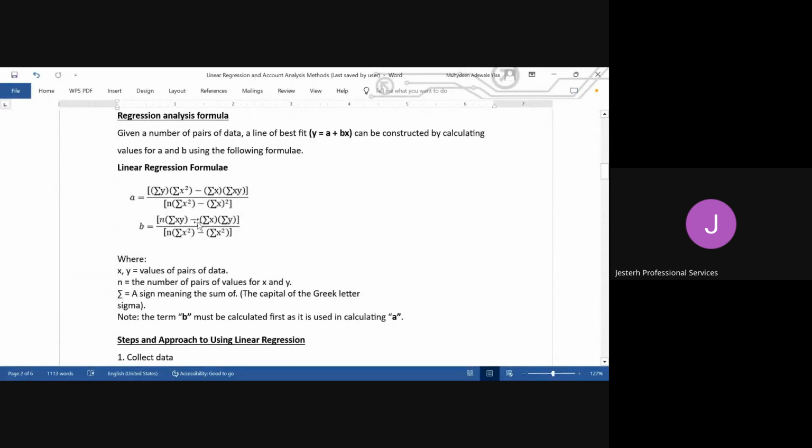We have made mention of x, y, and what they stand for. But you have to know what the formula for a is and what the formula for b is. All these things are just to get our cost function.